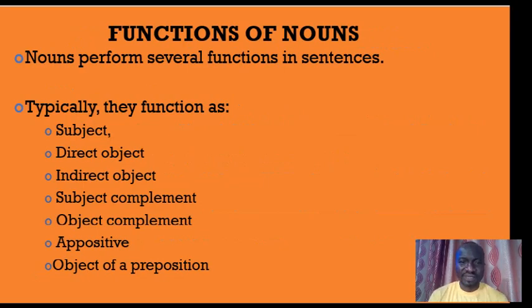Now, let us go to the functions of what? Nouns. Nouns perform several functions in sentences. Typically, they function as subject, direct object, indirect object, subject complement, object complement, appositive, and object of a preposition.